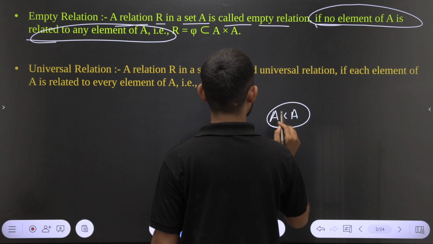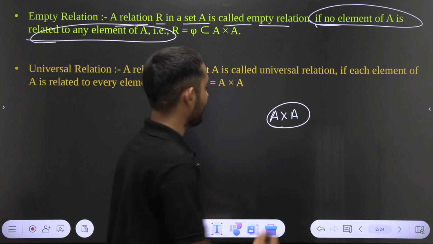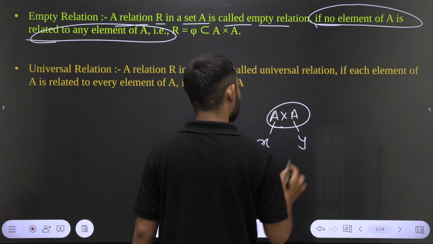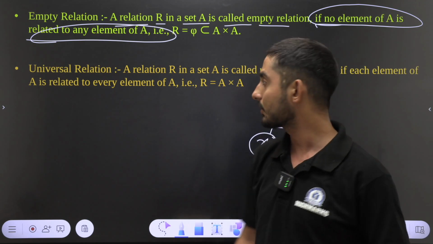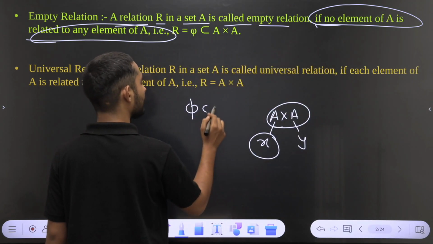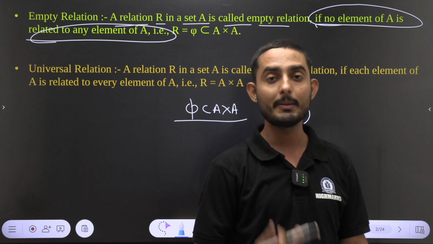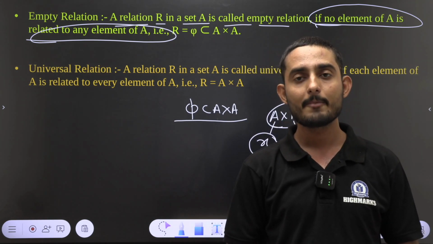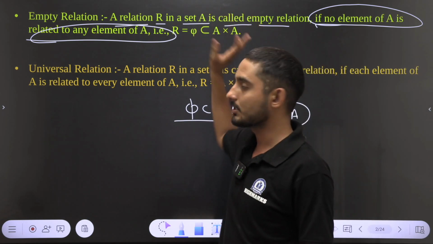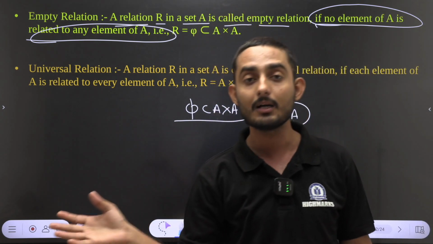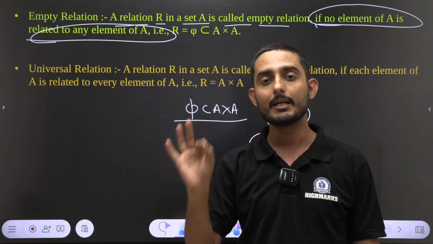There is a Cartesian product A cross A, and suppose no element of A is related to any element. Suppose X belongs to A and Y belongs to A, and on taking any element X there is no element Y. In this condition phi will be a subset of A cross A, because there is no element in the relation. If there is no element in the relation, it means the relation is phi, and phi always shows the empty relation. This kind of relation is known as an empty relation. Empty relation means there is no element in the relation.